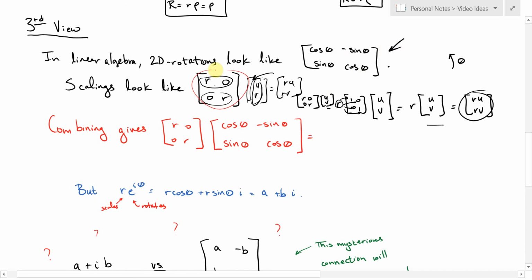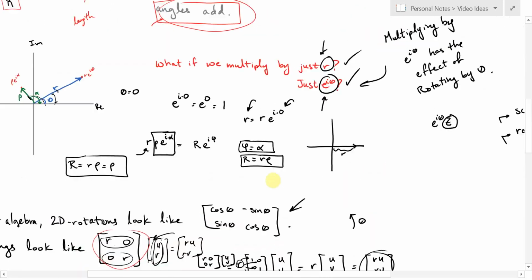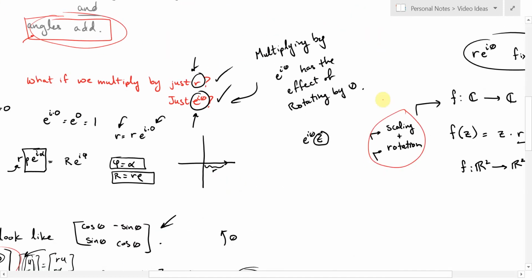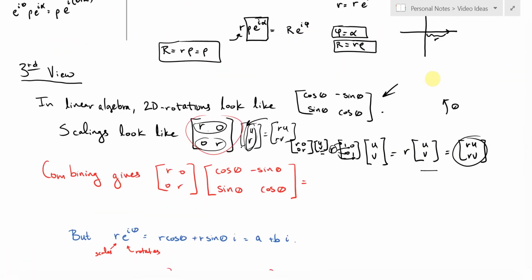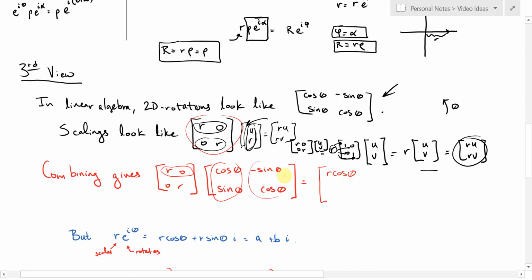So if you want to do a scaling and a rotation, which is the kind of thing we were talking about here, then it's given by just a product of these two matrices. And just for kicks, let's actually write out what this looks like. Row by column pairwise. There's our first row, there's our first column: r times cos theta. First row, second column is going to be negative r sine theta.